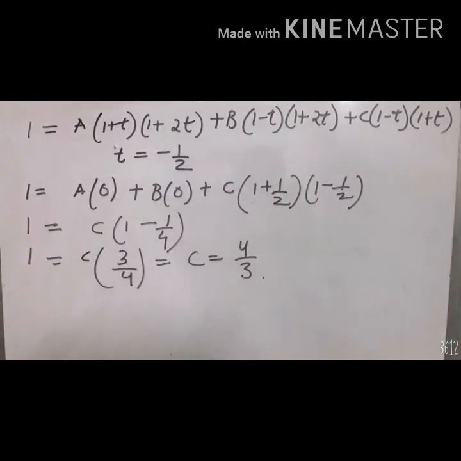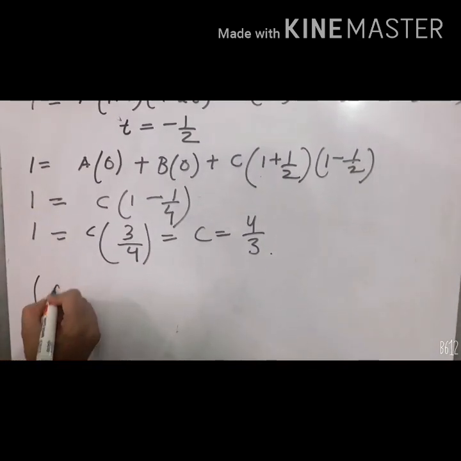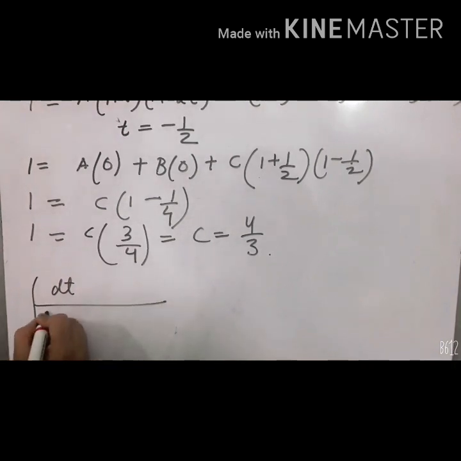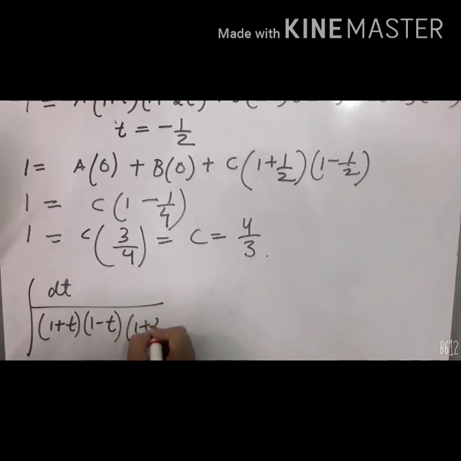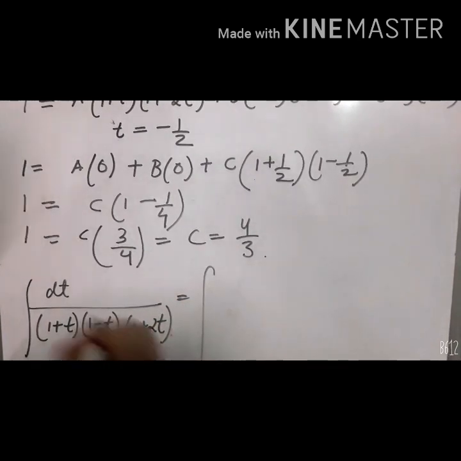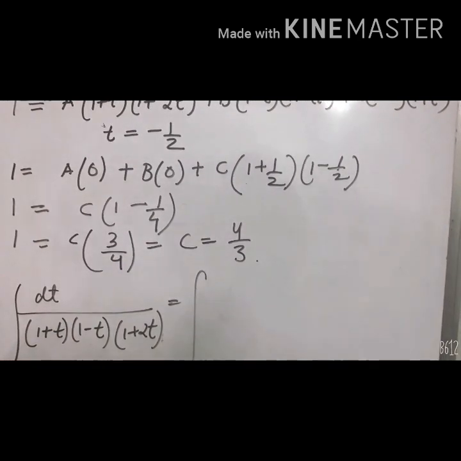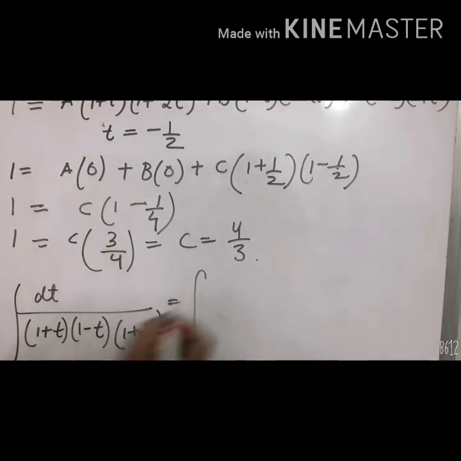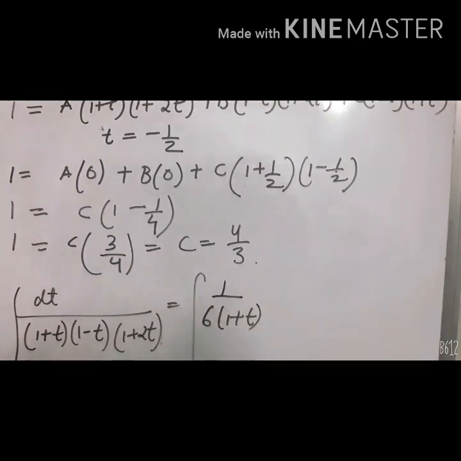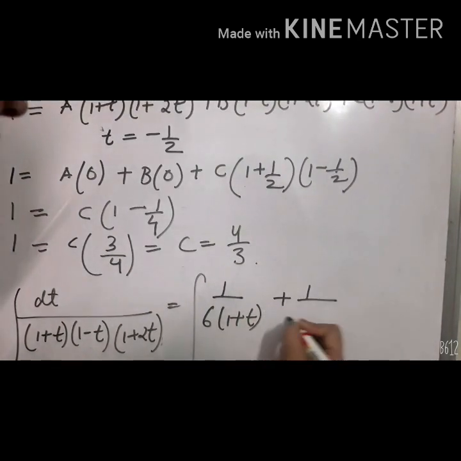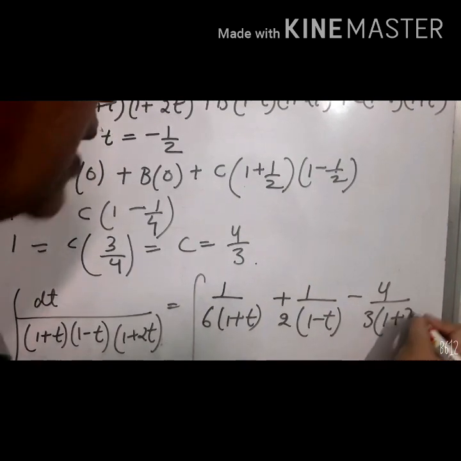Now I need to put it in the equation where we put the constants. Now it will be dt by 1 plus t, 1 minus t, 1 plus 2t equal to this. There was a minus sign. I will multiply the minus sign with those values. So it becomes 1 by 6 of 1 plus t. Fine. Minus 1 by 6 was the value, and it becomes plus 1 by 2, 1 minus t, minus 4 by 3, 1 plus 2t.